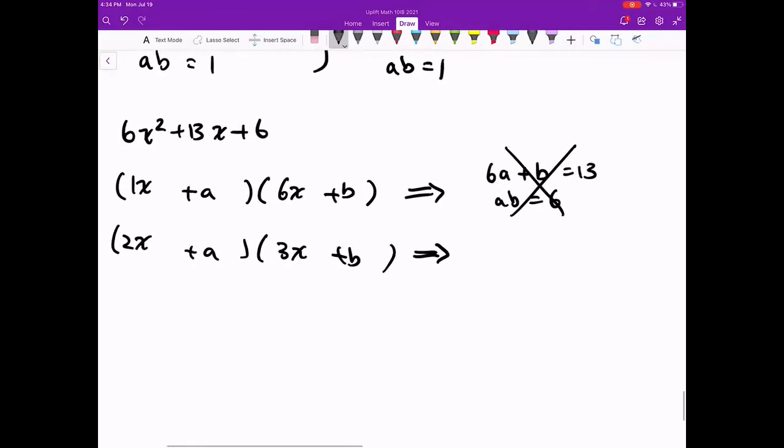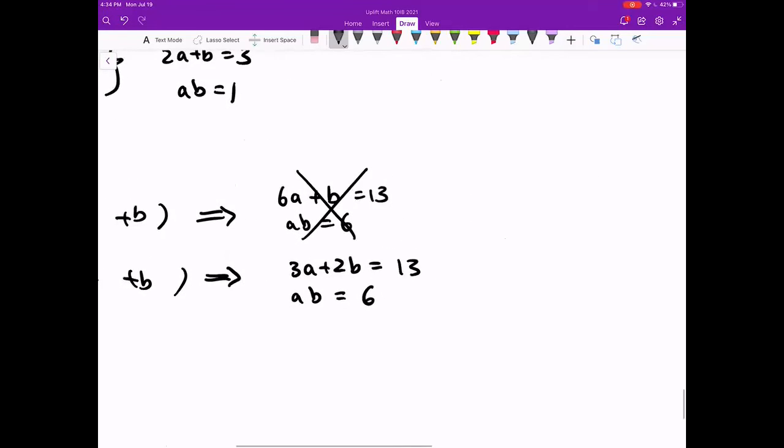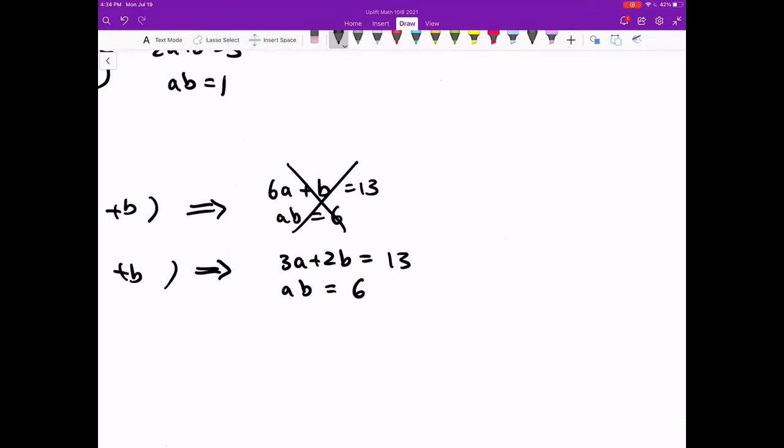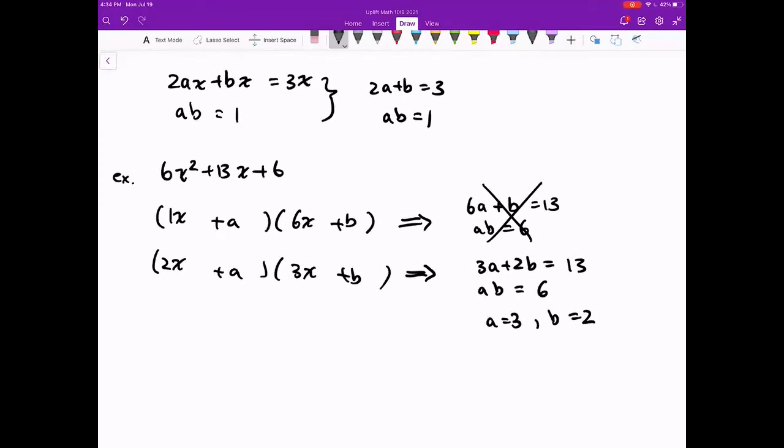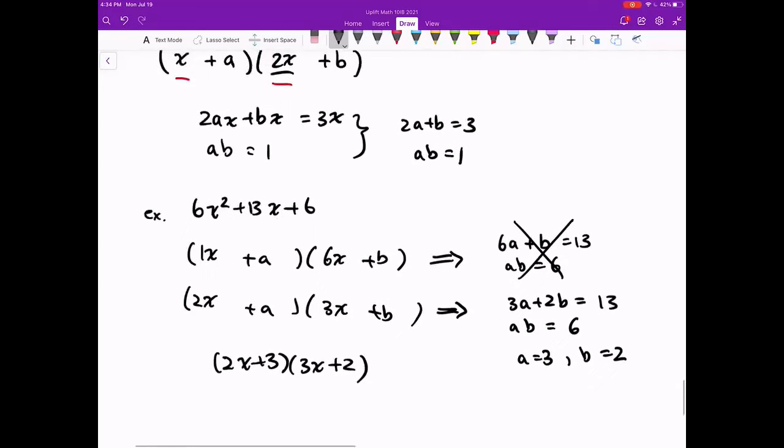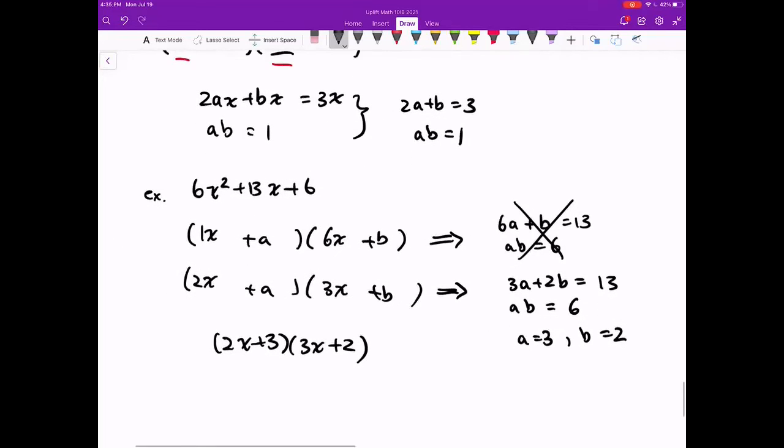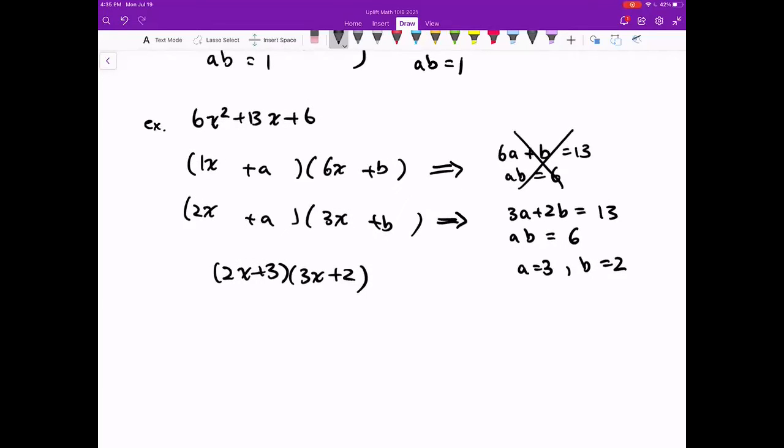In our next case, we see that 3a plus 2b equals 13, and then a times b is equal to 6. Now in this case, there is a solution, and the solution is a is equal to 3 and b is equal to 2. So then we just use the second form, and we do 2x plus 3 times 3x plus 2. Yeah, so when the coefficient of x squared is not 1, it's much more confusing and much harder to do.